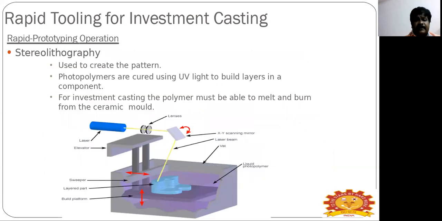For the rapid prototyping operation, we can take stereolithography. Already we have discussed this in our topic 2. We use it to create the pattern, where photopolymers are cured by UV light to build the layers. For investment casting, the polymer needs to be melted and burned out from the ceramic mold.